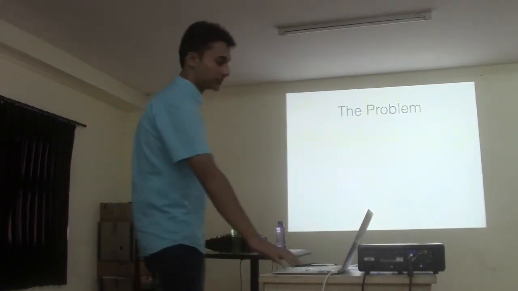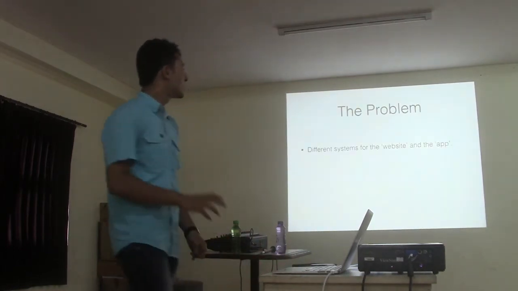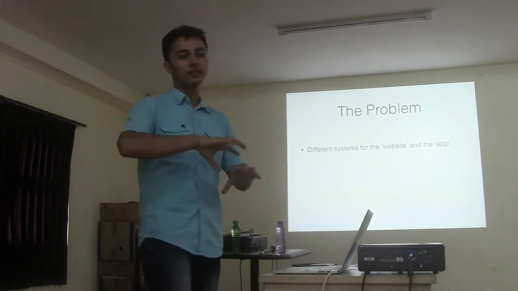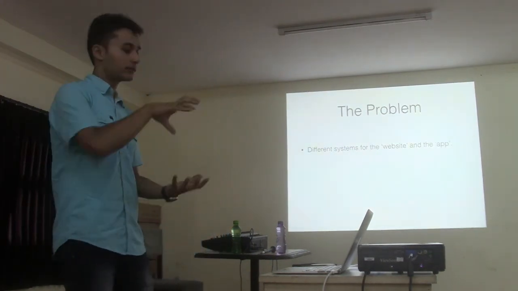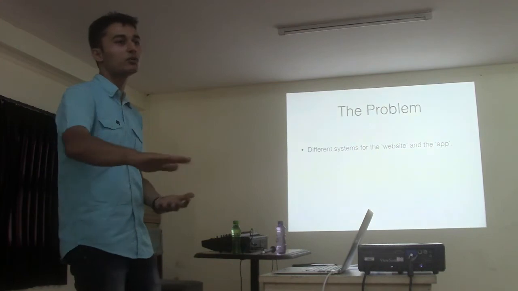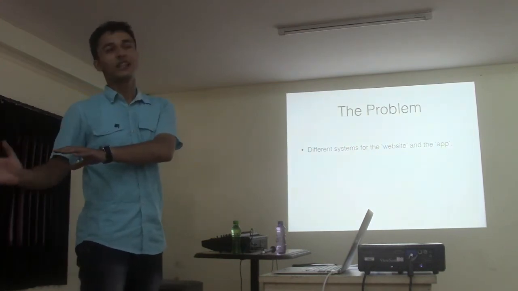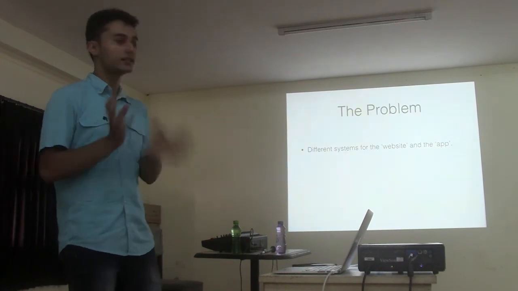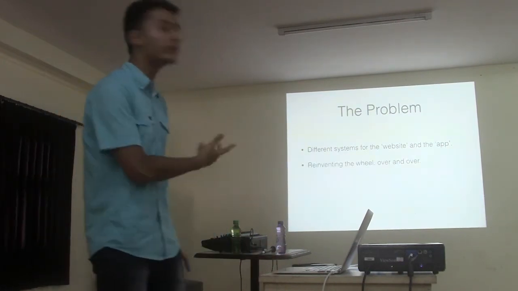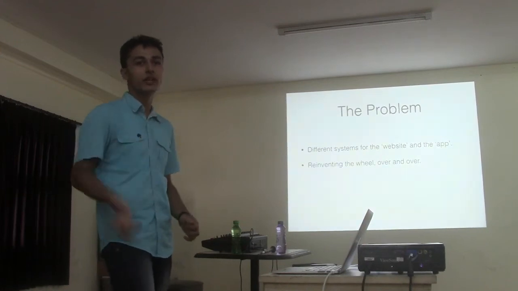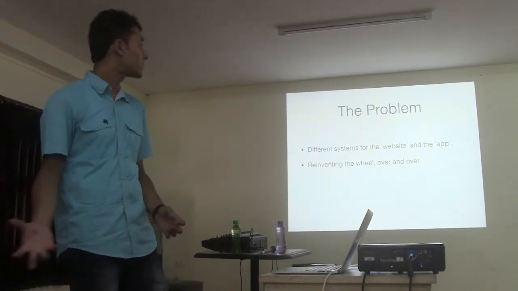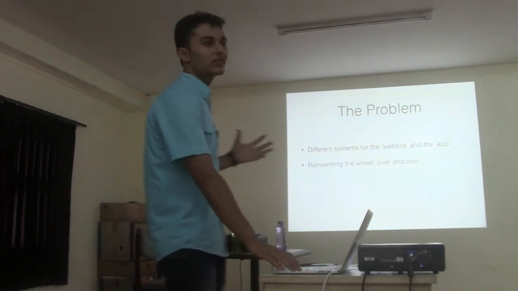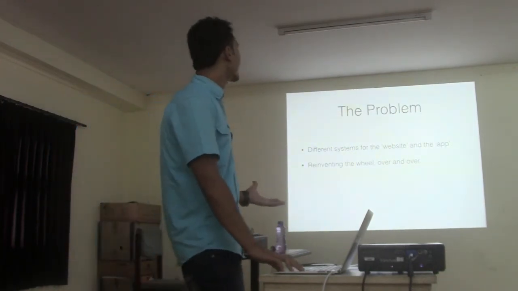And what are the problems? The problem is that if we build a website, then we normally tend to develop a different system for the app. We deploy a website and then create another server with a completely different architecture. The next point is reinventing the wheel. We're doing the same thing over and over again, and even within the same architectural processes, we're looking for new ways to do things when good enough things are already available.